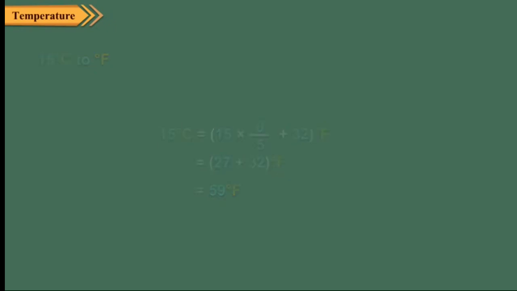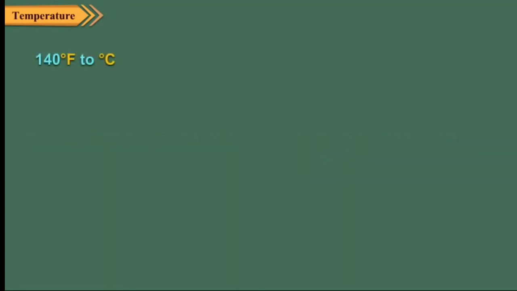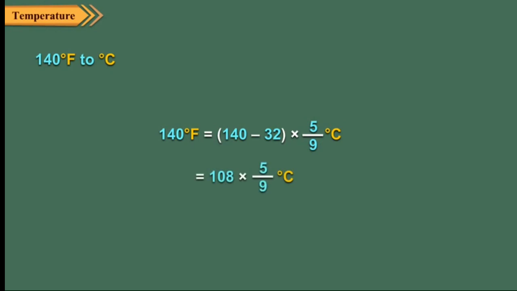To convert Fahrenheit to Celsius, we first subtract 32 and then multiply the result by 5 upon 9. For example, to convert 140 degree Fahrenheit to degree Celsius, we first subtract 32 from 140 to get 108. Then we multiply 108 by 5 upon 9 to get the required temperature as 60 degrees Celsius.